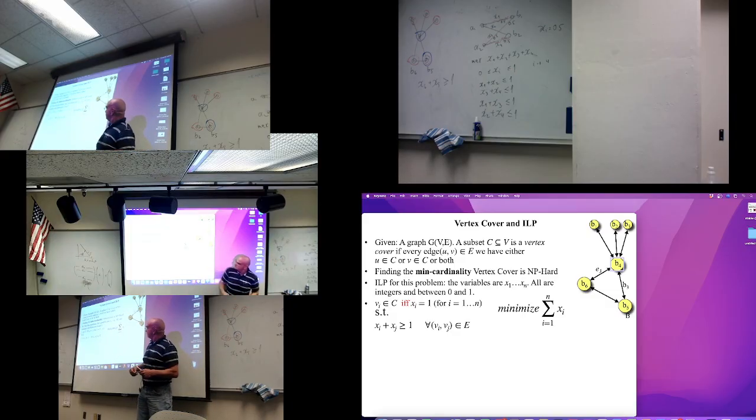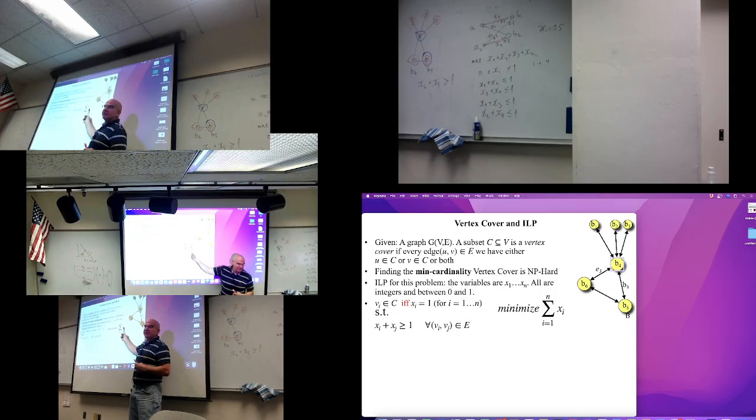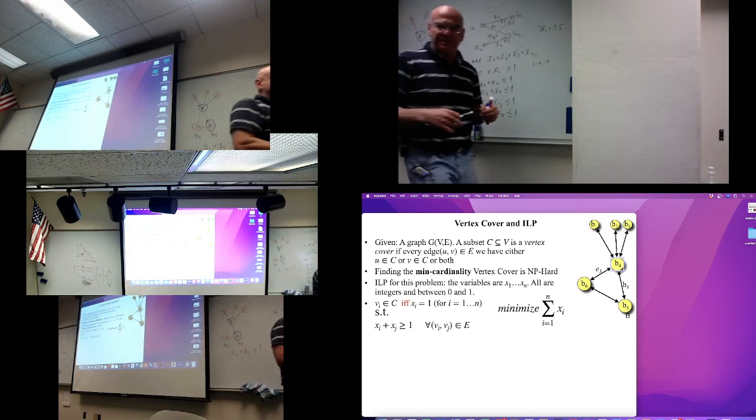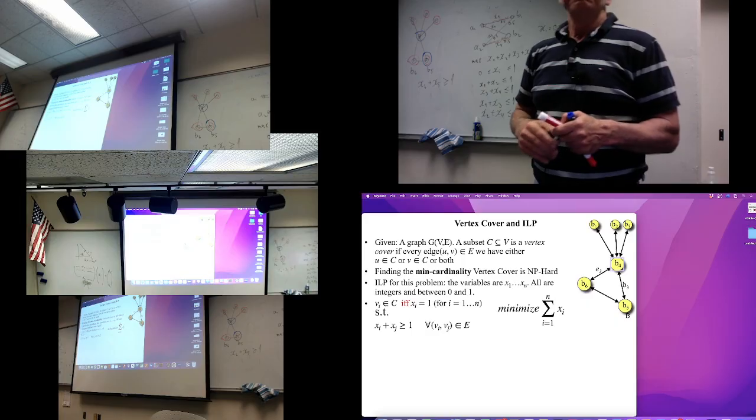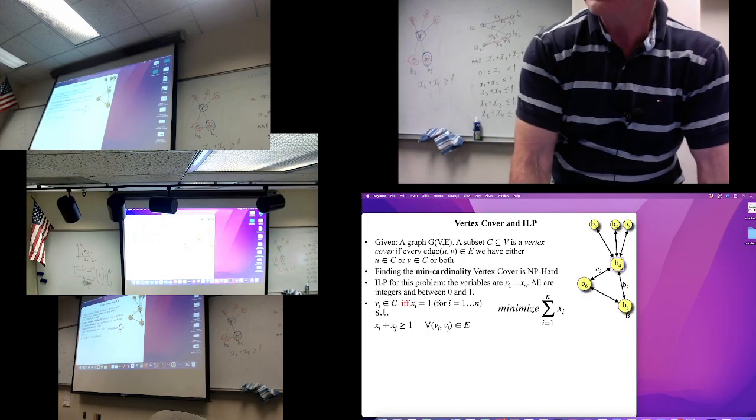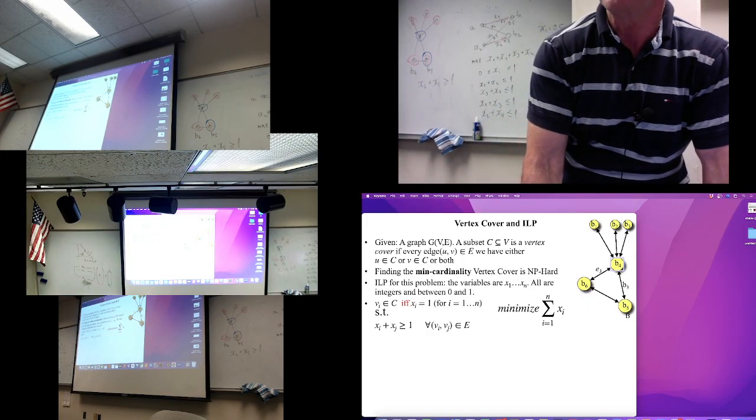Cost function: minimize the number of vertices that you pick. Minimize the sum of the xi's, because in this summation I sum all the n variables, but the value of this cost function is just the sum of all the xi's that are 1, the number of xi's that are 1, the number of vertices that I picked. Cool. So that's the first example of using ILP to solve an NP-hard question.